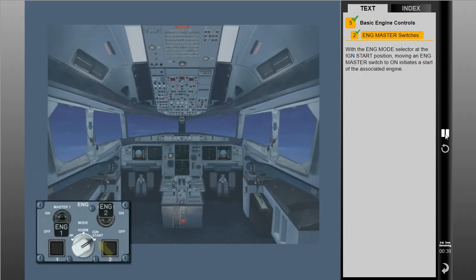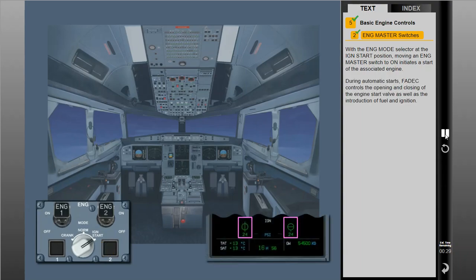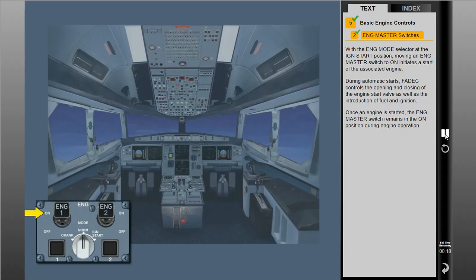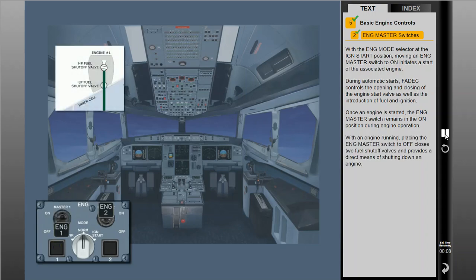With the engine mode selector at the ignition start position, moving an engine master switch to on initiates a start of the associated engine. During automatic starts, FADEC controls the opening and closing of the engine start valve, as well as the introduction of fuel and ignition. Once an engine is started, the engine master switch remains in the on position during engine operation. With an engine running, placing the engine master switch to off closes two fuel shutoff valves and provides a direct means of shutting down an engine.